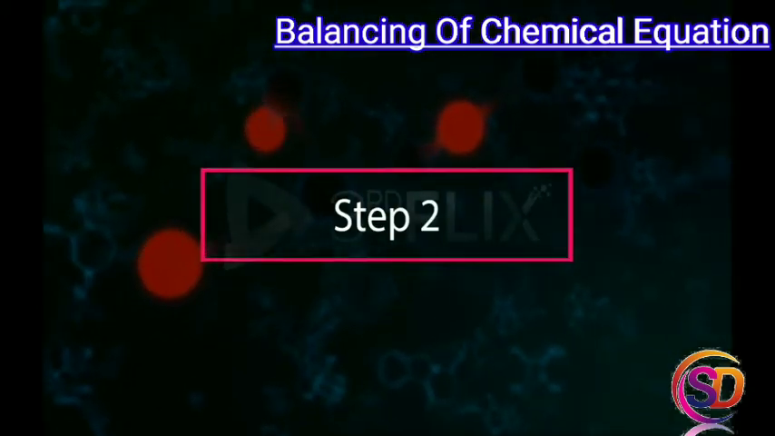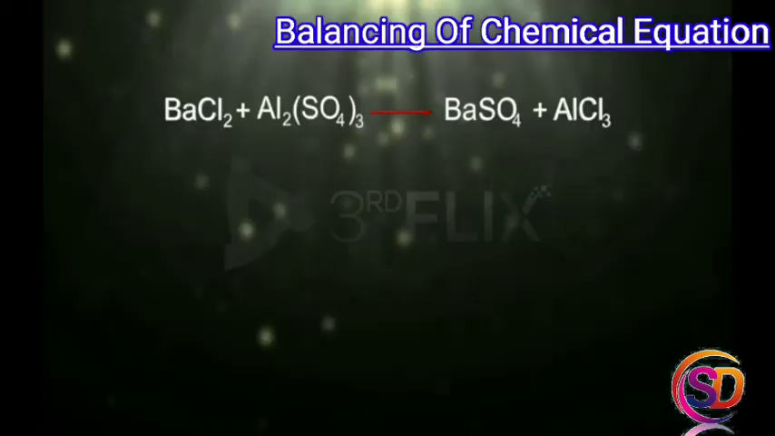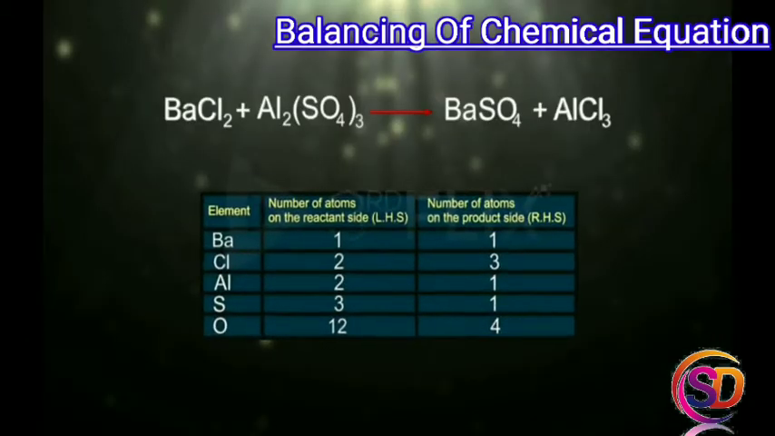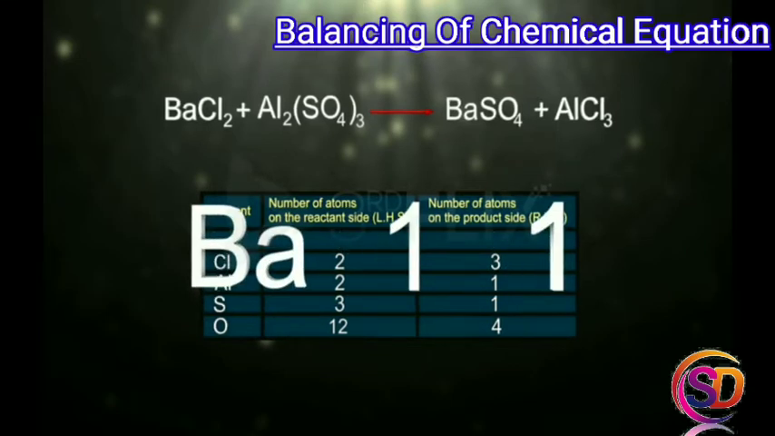Step 2. List the number of atoms of the various elements present in the unbalanced equation in the form of a table. In this table, we can see that only barium atoms are in equal numbers on the left and the right-hand side.